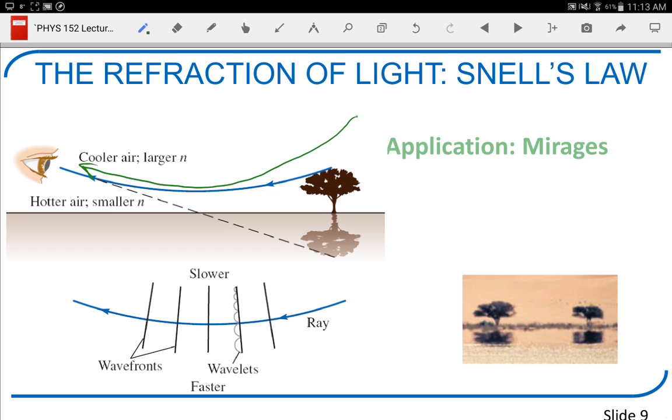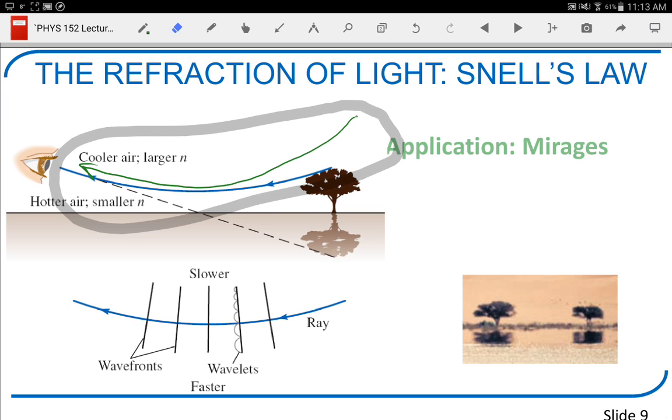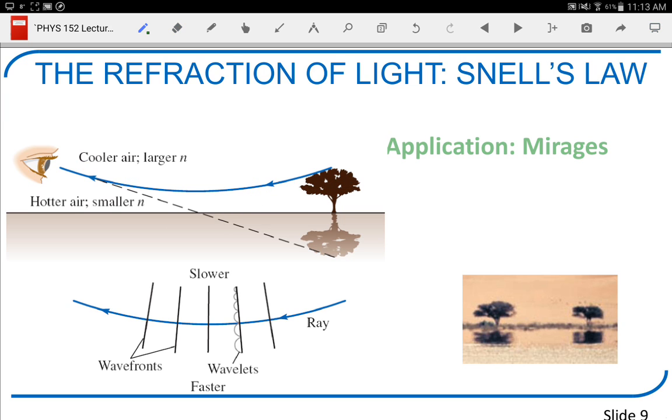Now, of course, the big question is, how does that happen? And so we have here an illustration to try to indicate what happens. First of all, you have very hot air near the ground, and you have cooler air up above. The light goes slower in the cooler air, faster in the hot air.